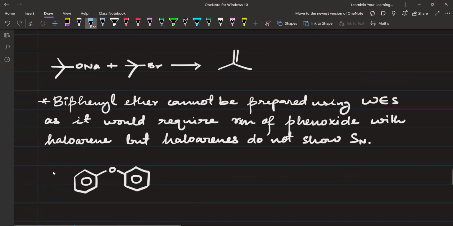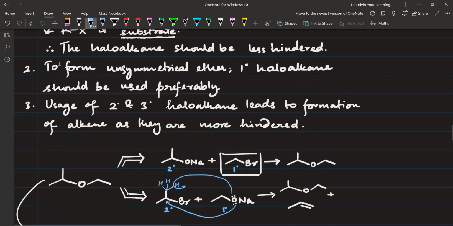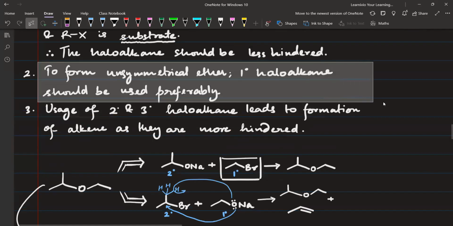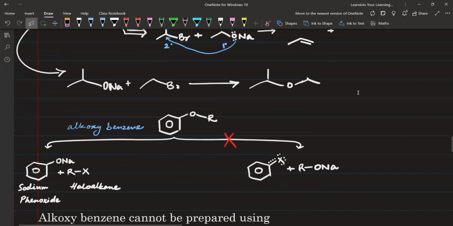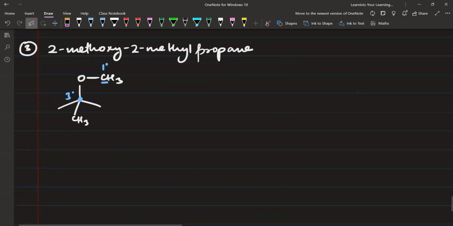And we have seen that if you are going to do Williamson ether synthesis to form unsymmetrical ethers, a 1 degree haloalkane should be used preferably, or the haloalkane should be less hindered. Less hindered means which one, 1 degree or 3 degree? 1 degree, very good. So the haloalkane should be less hindered, 1 degree.